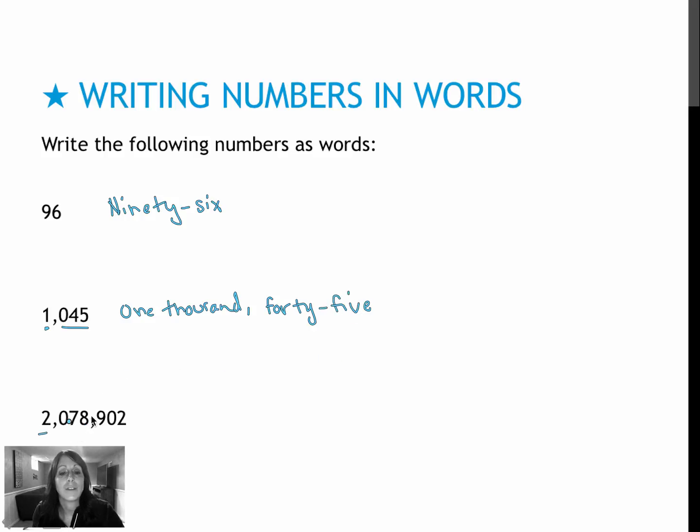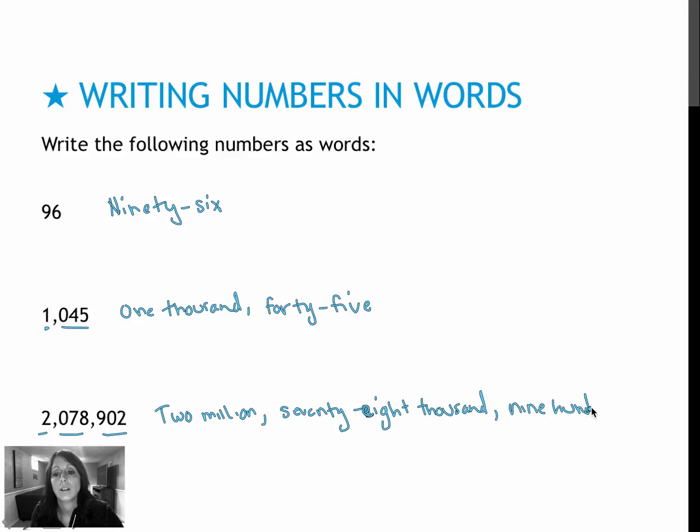And for my last, I have a 2 in the millions place, so 2 million, comma. I have 78 in the thousands place, so 78, and that again is in the thousands place, 1,000. And then I've got 902, again don't use that word and, so 902, and that is my final answer.